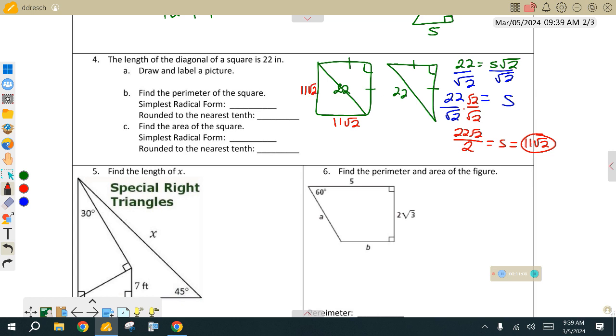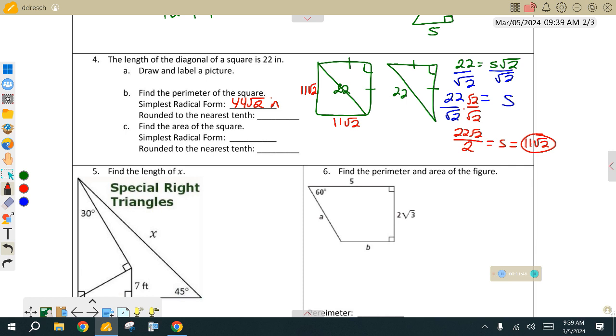Okay? Once you get the side of the square, you've got the perimeter, you've got the area. This one, you got to get the what? Side first. And every square contains 45s, contains isosceles rights. Now, you got the perimeter, cool. What is 11 root 2 times 4? What's 11 times 4? 44 square root of 2. That's it. So we have 4 sides, 11 root 2. So remember that the 4 does not go inside the radical.